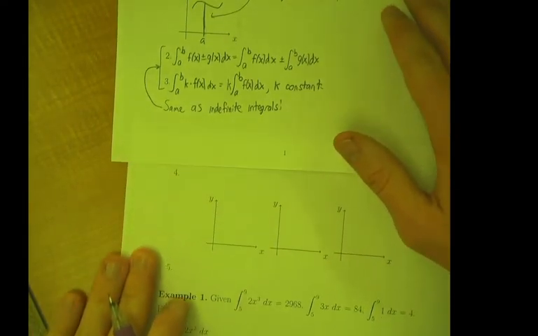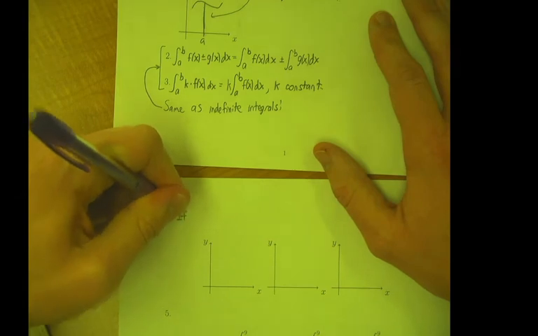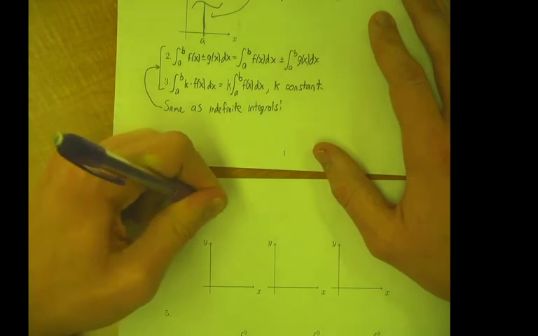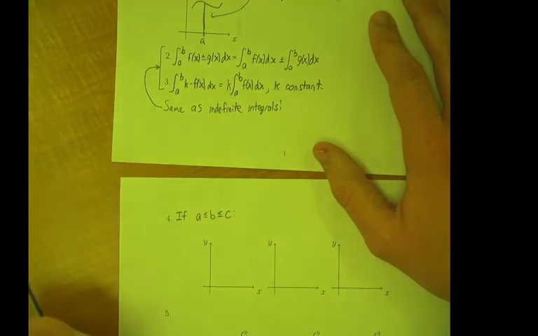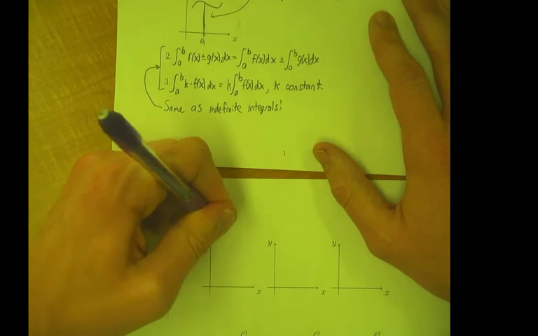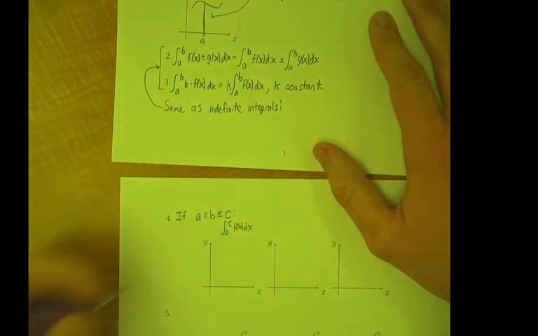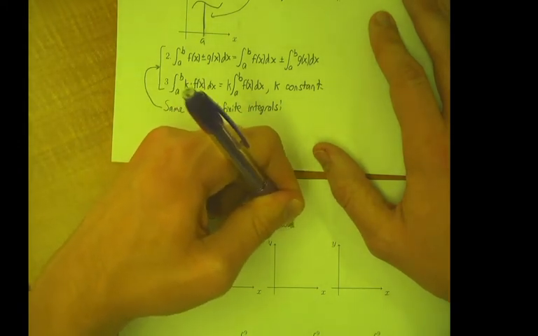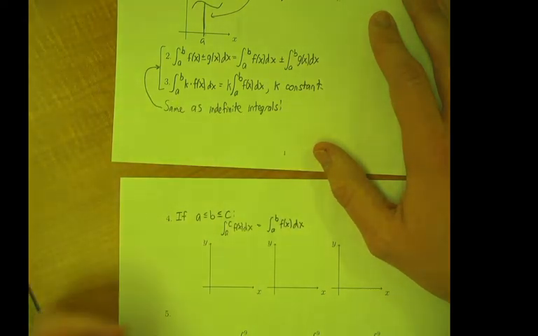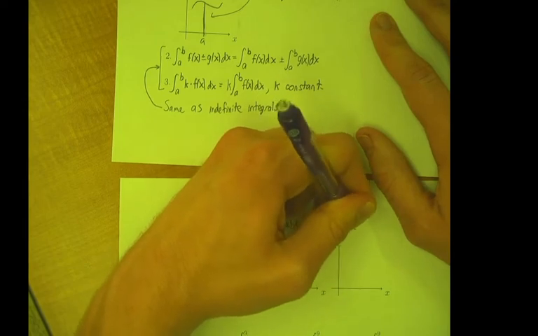So the next one, 4, what we'll do is if we choose three constants, we have a less than or equal to b less than or equal to c, just three constants. We have the integral from a to c of f of x dx is equal to the integral from a to b of f of x dx plus the integral from b to c of f of x dx.